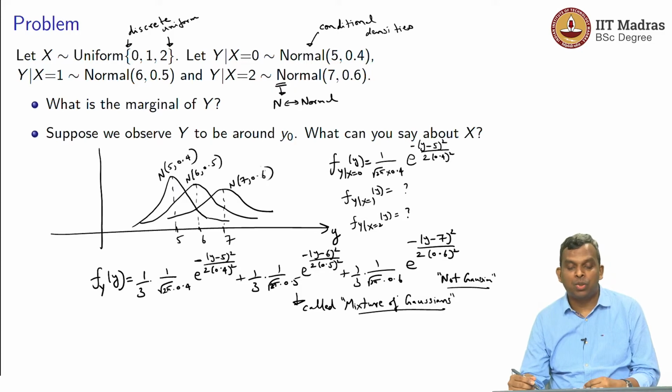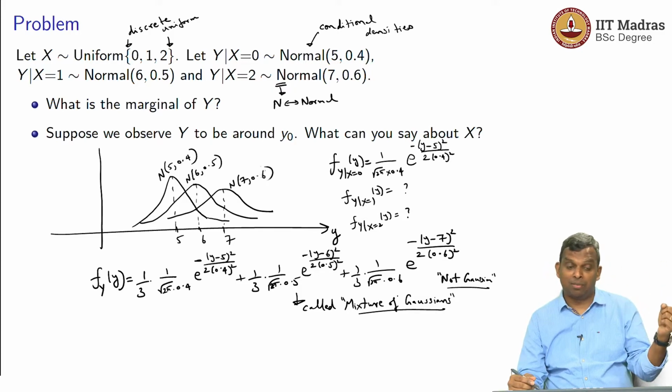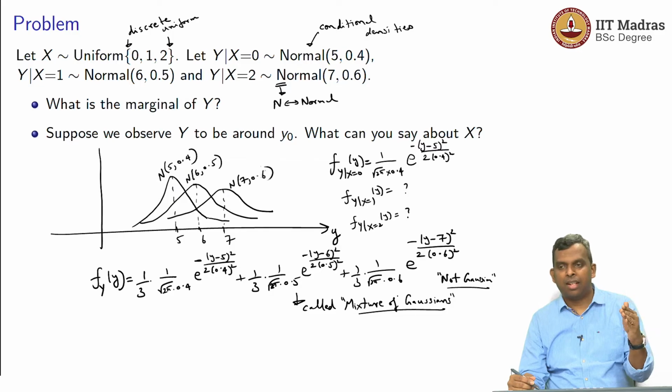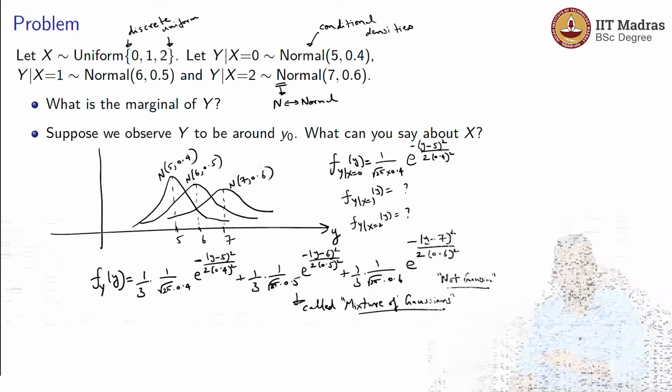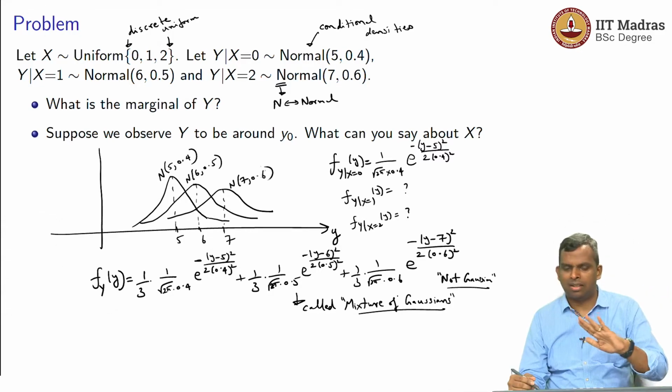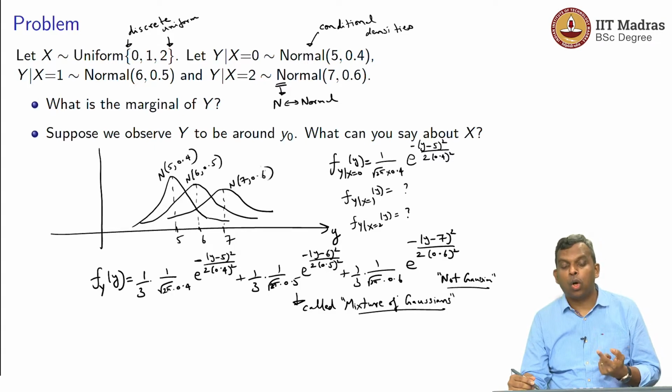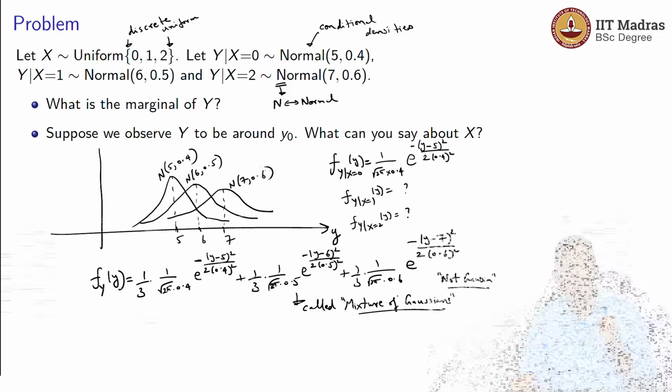So what will usually happen is some sort of a reverse question, right? You start with x, and then you give the conditional for y given x, and then you plot the marginal of y, etc. All that seems easy enough to do. What about the reverse? Okay, you observe a y. You observe that your capital Y is around y naught. Remember, this is continuous, right?